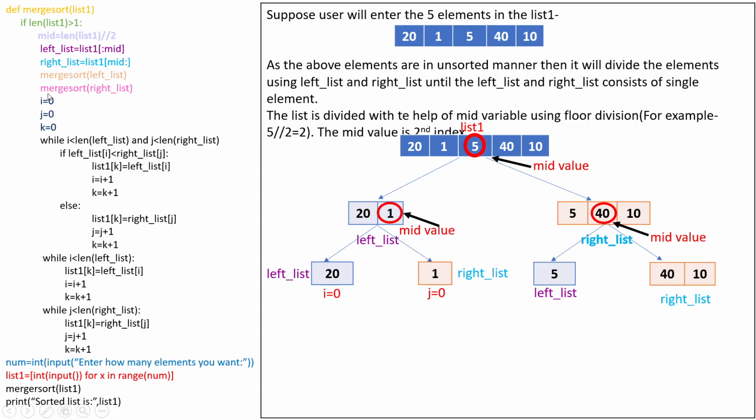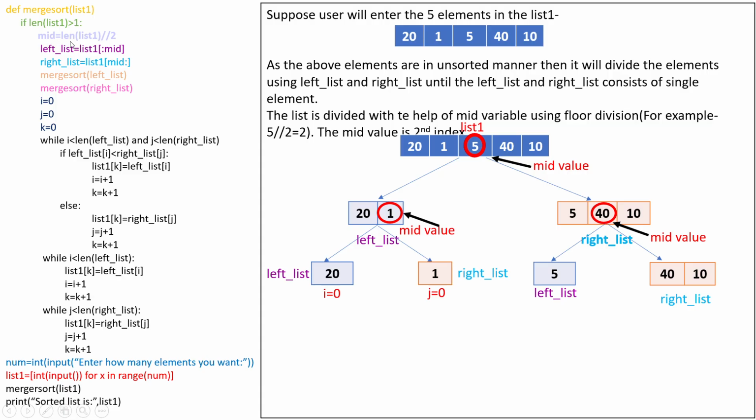Next line is what? Merge sort right list. Now merge sort right list will call the function, and again the parameter will be replaced by the right list. If the length of right list is greater than 1, is this right list greater than 1? Yes, it consists of two elements. 2 greater than 1, true. It will go inside the condition.